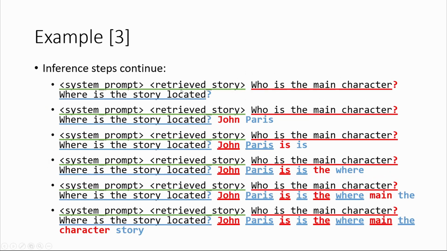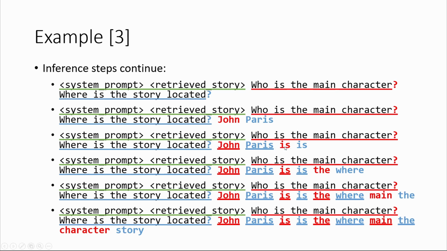So here is just the initial input with the red and the blue question marks. We get John and Paris, and then now the cursor position is on John and Paris. So we're going to take next token prediction from John and from Paris, and we get "is" for both of them. So our new string is going to be, where is the story located? John, Paris, is. We're still going to apply our masking so that red tokens can only see red, blue tokens can only see blue and green.